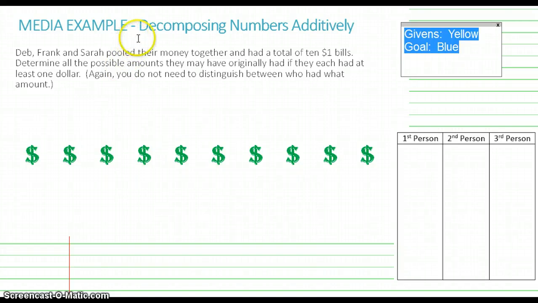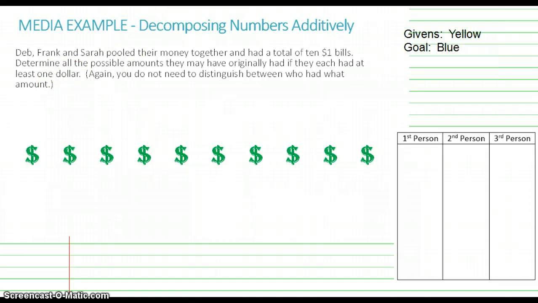In this example, we're also going to be decomposing numbers additively, but this problem is going to be a little bit different. Let's read the problem carefully. Deb, Frank, and Sarah pooled their money together and had a total of 10 $1 bills. Determine all the possible amounts they may have originally had if they each had at least $1. Again, you do not need to distinguish between who had what amount.